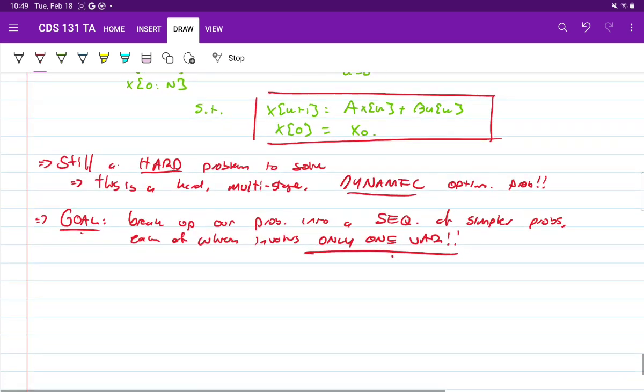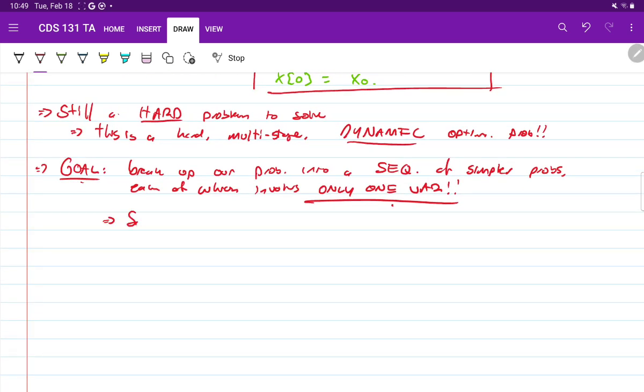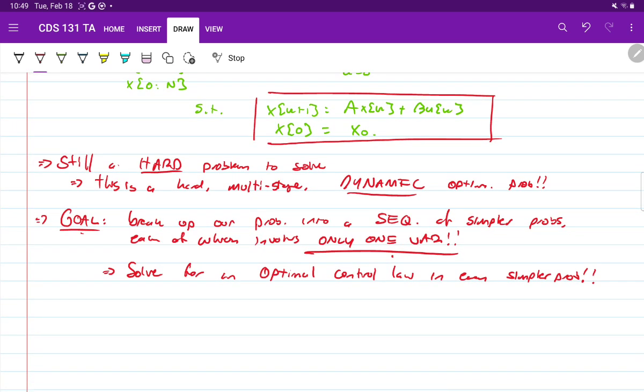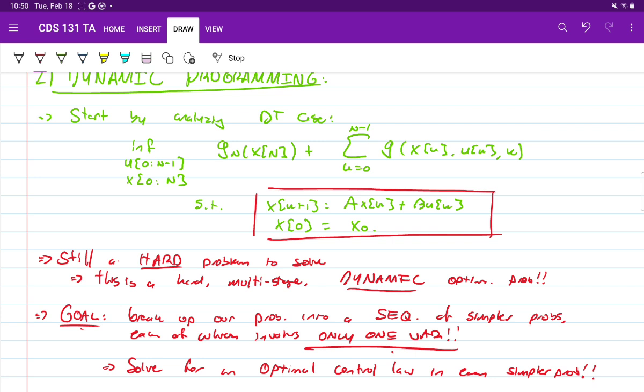All right, so one of our goals is we want to solve for an optimal control law in each simpler problem. Maybe by piecing together these optimal control laws for each simpler problem, we could reconstruct an optimal control law for our original problem. So we want to take this really complicated multi-stage problem and split it up into some easier ones that are more tractable. All right? So what are we going to do? How are we going to perform this split?